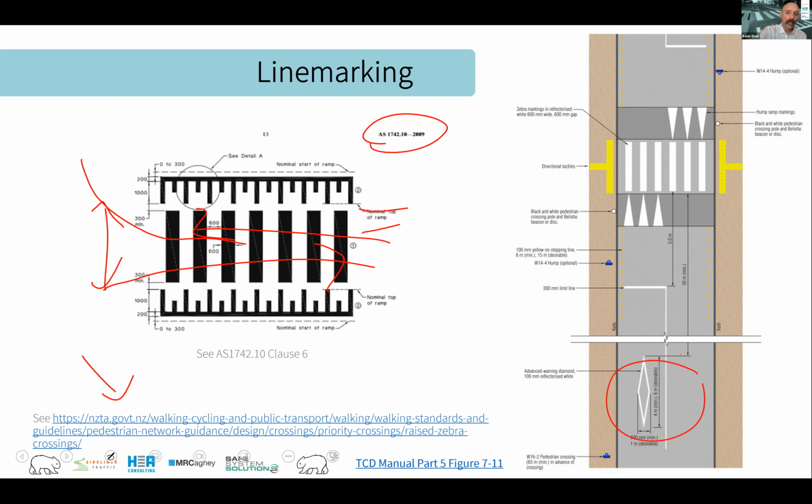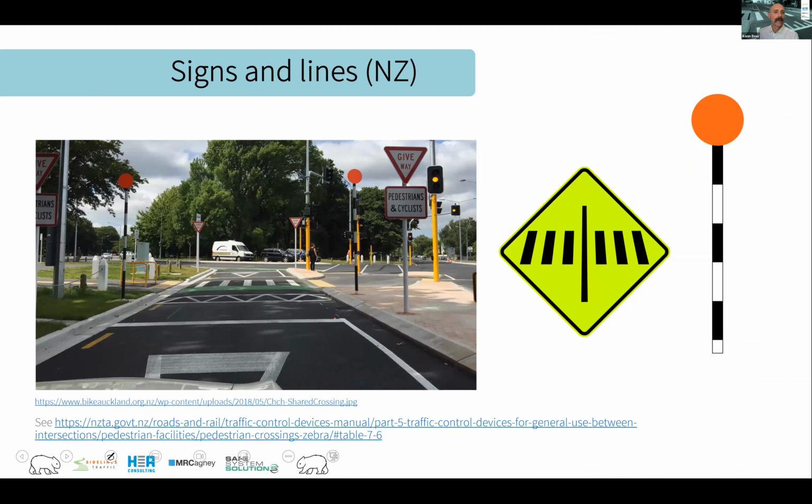New Zealand does a little bit of an optional triangle warning approach and a hold line and the like. Piano key markings are used in Australia under the 1742 standard. So again, have a look at your jurisdictional guidance. New Zealand uses this different little lollipop thing. Australia uses the walking legs. Other jurisdictions around the world use both different options.